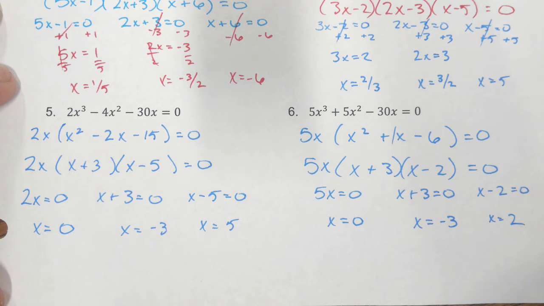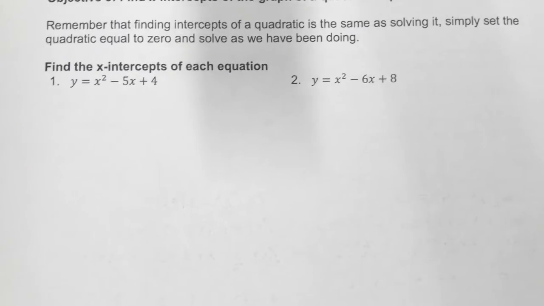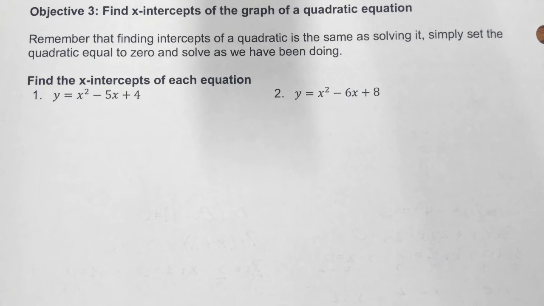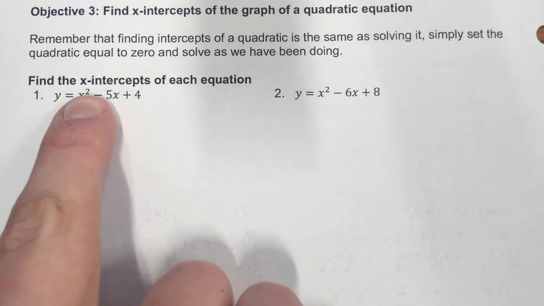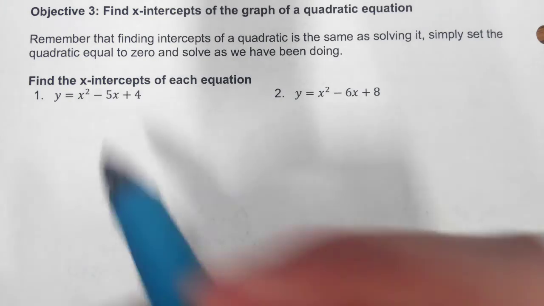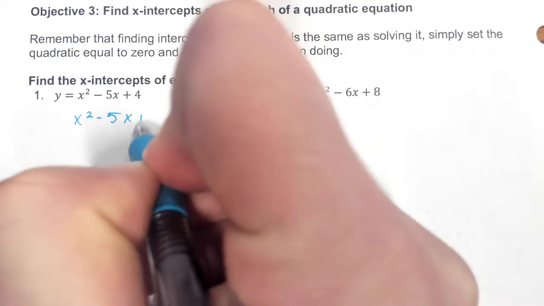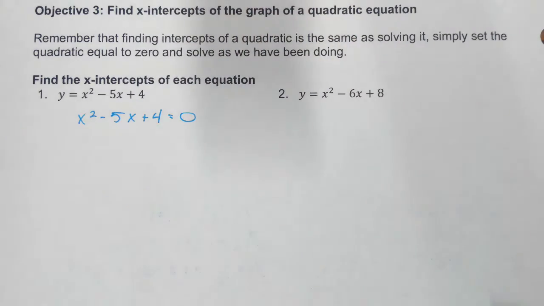Again, it's pretty much the same as yesterday, just a little bit more practice. On the back, it's finding the x-intercepts of the graph of the equation. It is the same thing. So if I talked about this yesterday, if they're asked for intercepts, it's asking the same thing. So you're just going to take the quadratic that you're given and set it equal to 0. And then just solve like we did.